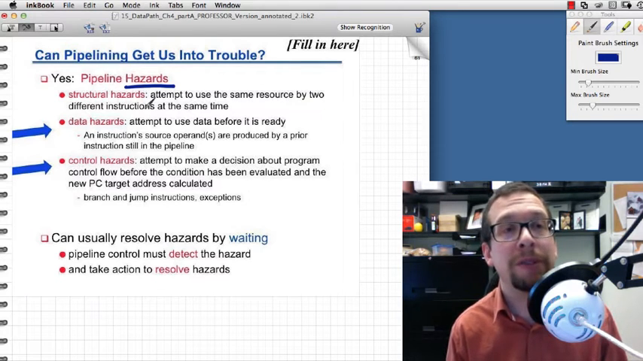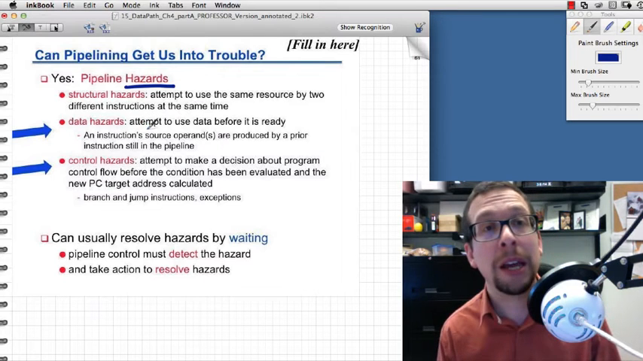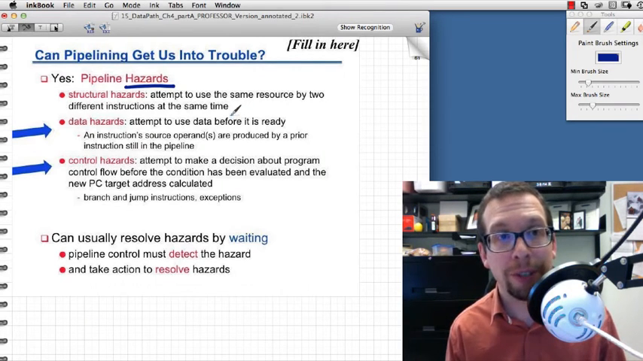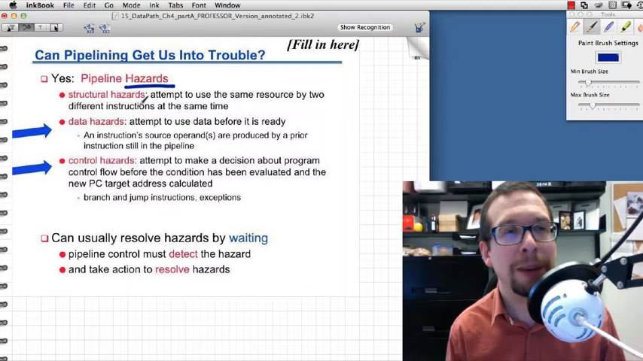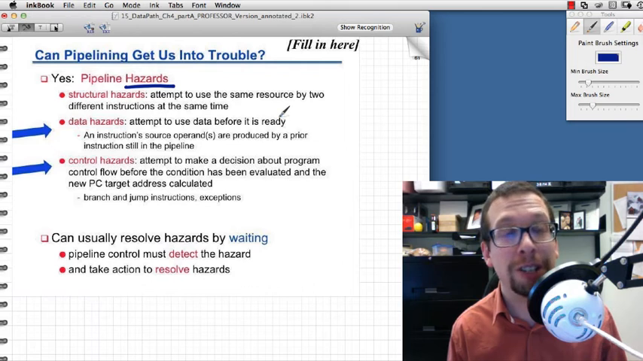So here are the different types of hazards that are typical in a pipeline system. The first is structural hazards. This is when you attempt to use the same resource by 2 different instructions at the same time. If, for instance, in the laundry situation, you try to use the washing machine together at the same time by 2 different loads of laundry, you can't do that. That's bad. Data hazard: attempting to use data before it's ready. So attempting to use the wet laundry before the washing is done and putting it into the dryer.